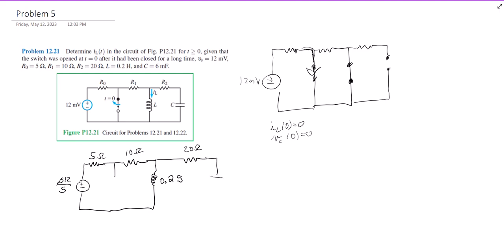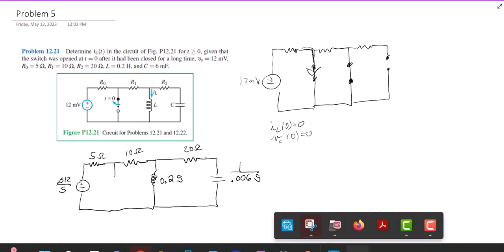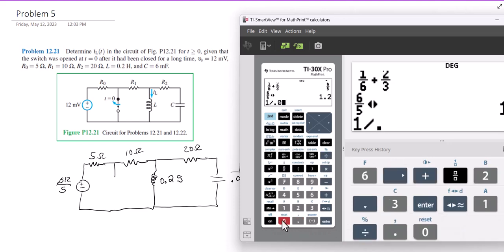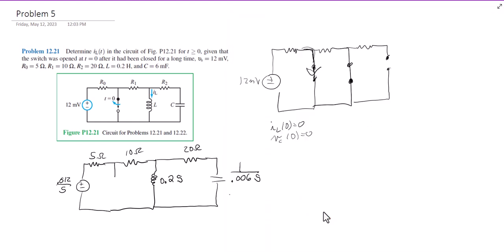And the Laplace transform of a capacitor is 1 over SC. So that would be 1 over 0.006 S. Now let's figure out what 1 over 0.006 is. It is 166.7. So this is 166.7 over S.